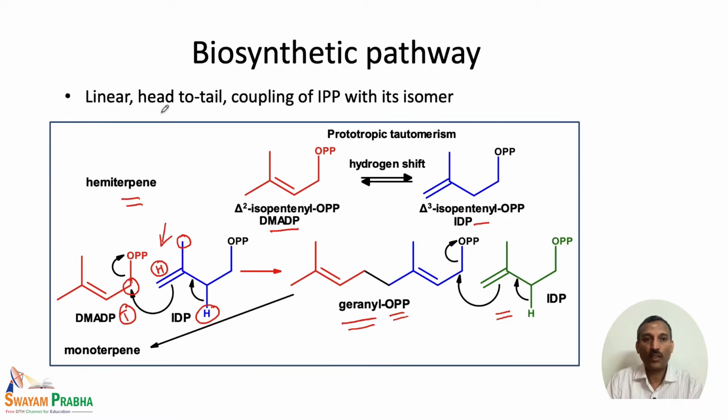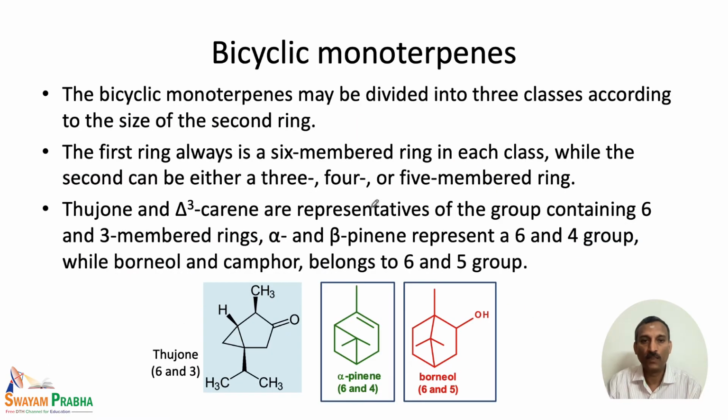Here, the linear head to tail coupling of the IPP with its isomer leads to the formation of geranyl OPP, and all the monoterpenes are formed from the geranyl OPP. Next we are going to see about the bicyclic monoterpenes. These bicyclic monoterpenes are basically classified into various groups.